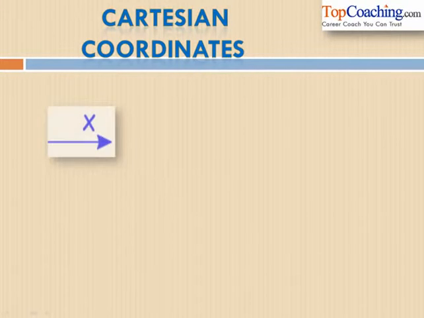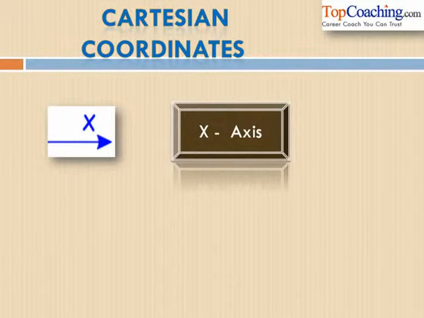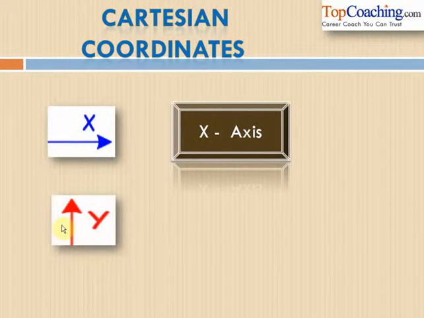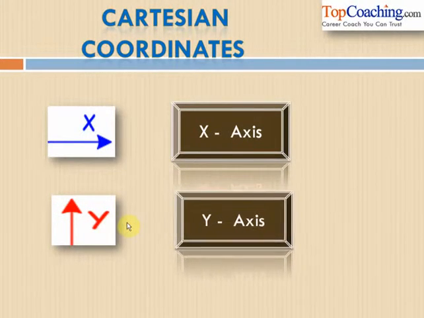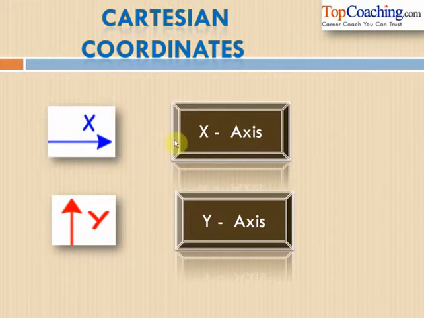So this represents the x-axis. This is the horizontal line, and we have seen that the horizontal scale on the coordinate plane is known as the x-axis. Similarly, the vertical line or the vertical scale is known as the y-axis. So the x-axis is the horizontal scale and the y-axis is the vertical scale on the coordinate plane.